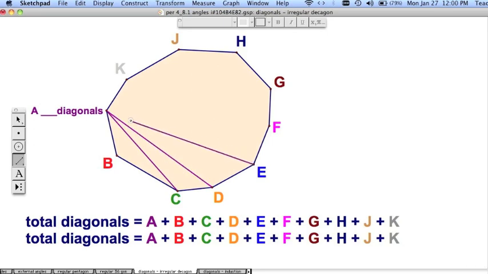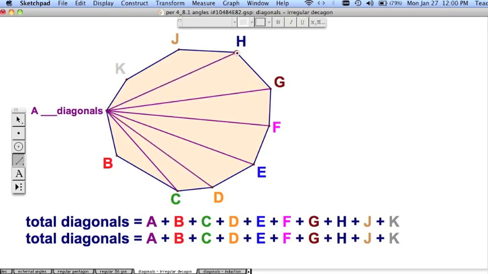Now my segment's always purple from A to E, A and G, A and H, A and J. How about A and K? No, they are adjacent, so they don't get it. Looks like a little clamshell.